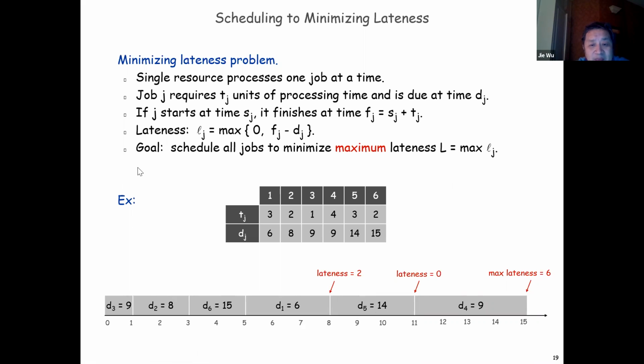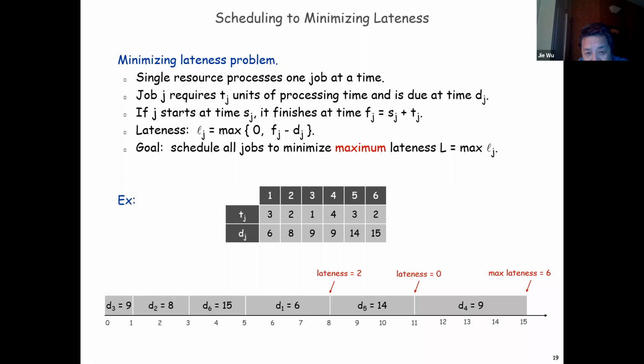For example, like this one, for D1 you have a lateness of 2, and this one has no lateness because the deadline is 14 and you finish at 11. If we do a swap, then this will make it even much worse, so the lateness will increase. That gives you the idea that if you swap, things get worse. That's why earliest deadline first makes sense.